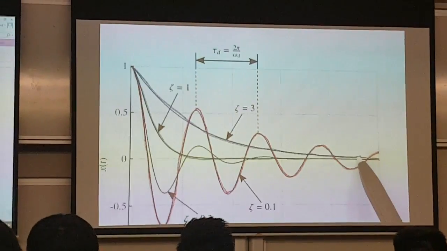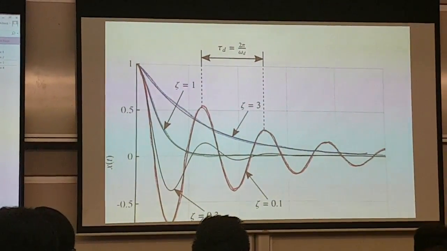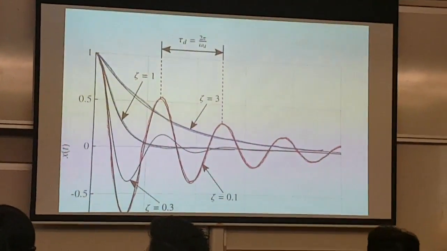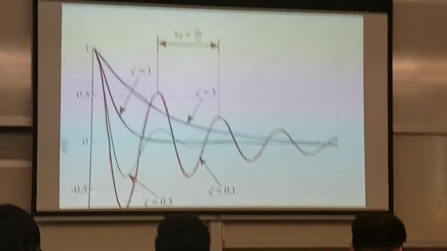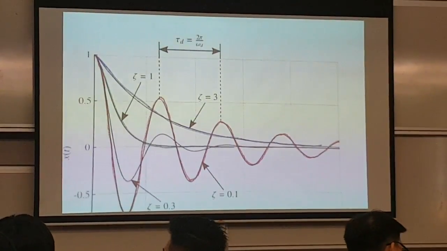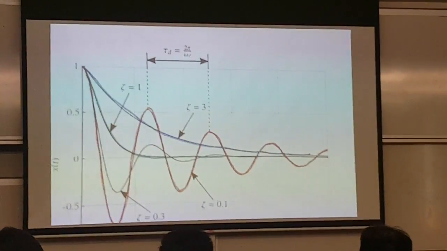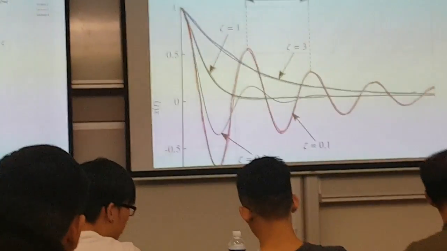So this is superimposing all the graphs together, so you can see which one is oscillatory and which one is not oscillatory.